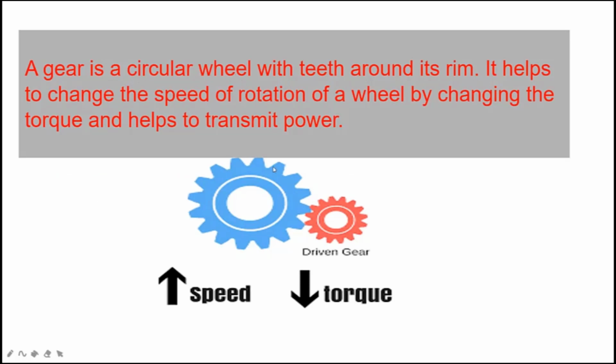A gear is a circular wheel. Here you can see the gear. It is a circular wheel with teeth around the rim. You can reduce the speed by applying the torque. This is used to change the speed of rotation of the wheel by just changing the torque. If you change the torque, then the speed can be reduced, and this helps to transmit the power. This is one of the important applications of torque.